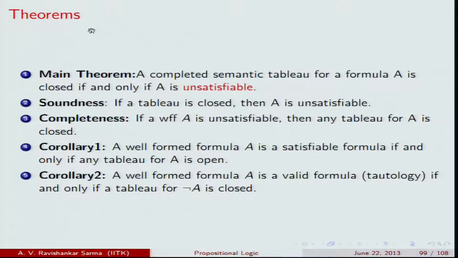One of the important corollaries of these two theorems, which we will explain a little later, we are just highlighting what we mean by these theorems. A well-formed formula A is satisfiable if and only if any tableau for A is open. If at least one branch is open, it is considered satisfiable. In the same way, corollary 2 says that a well-formed formula A is valid if and only if you consider a tableau for not A, and it so happens that all the branches close. If that is the case, then it is considered to be a valid formula.